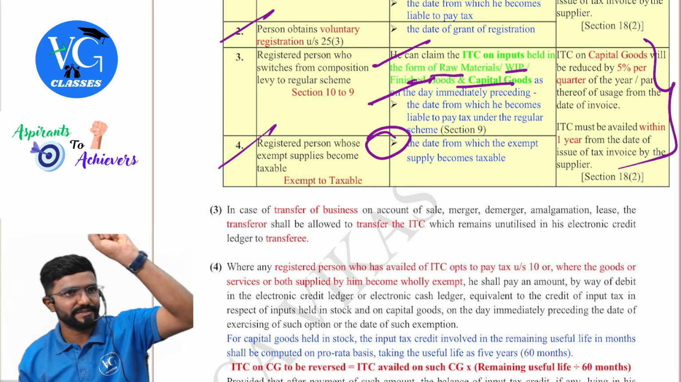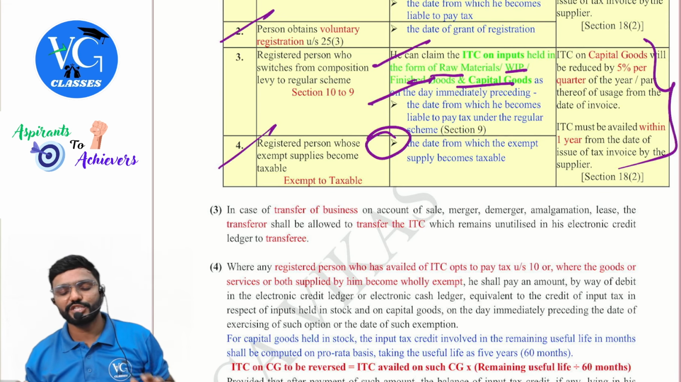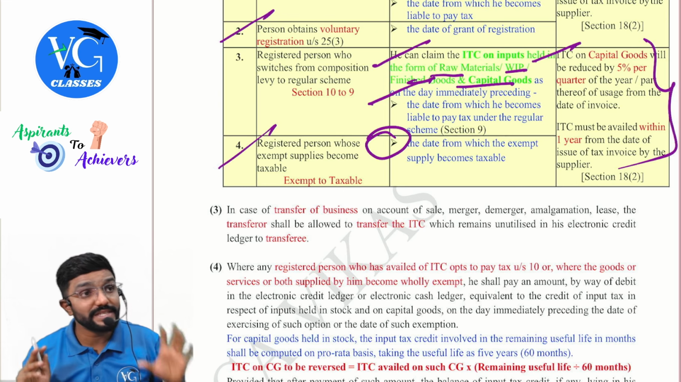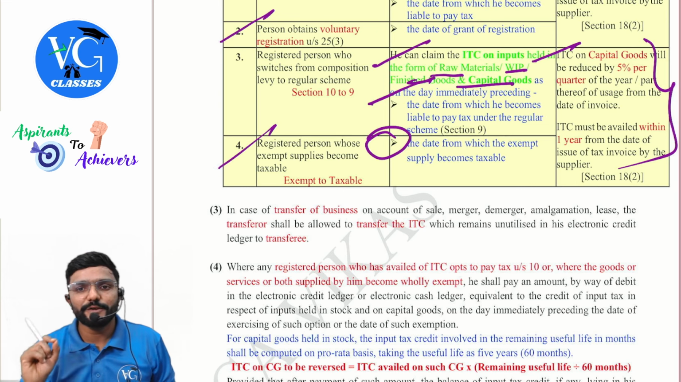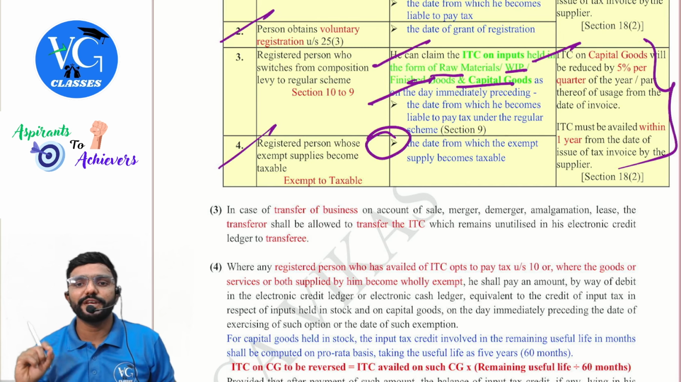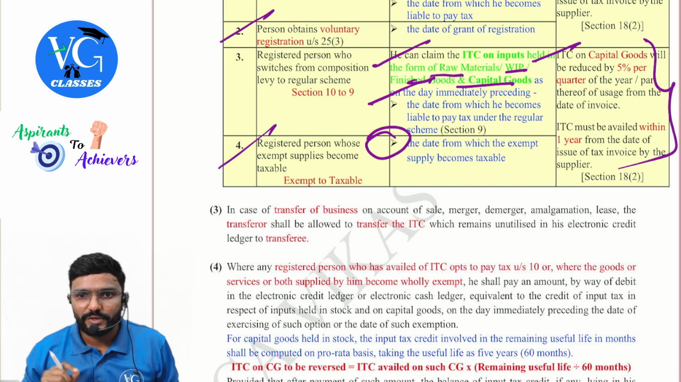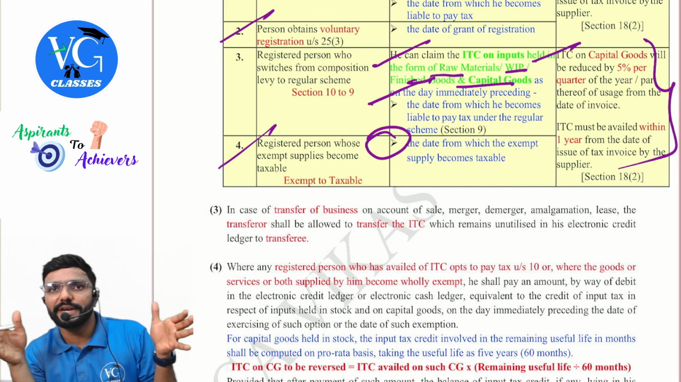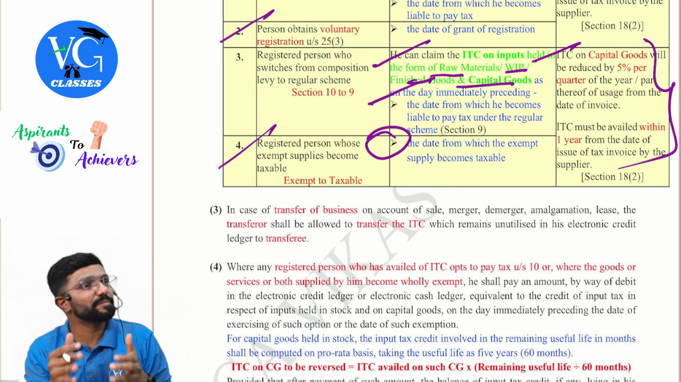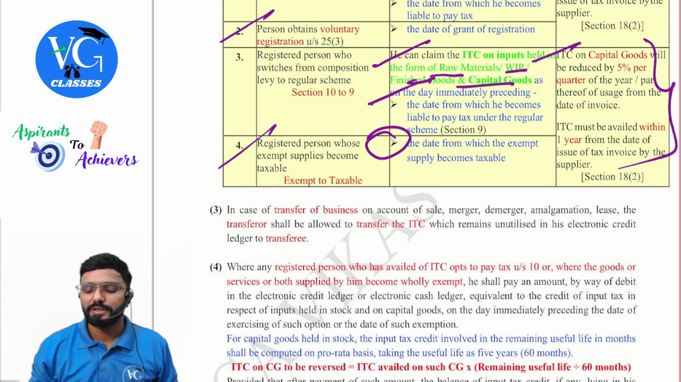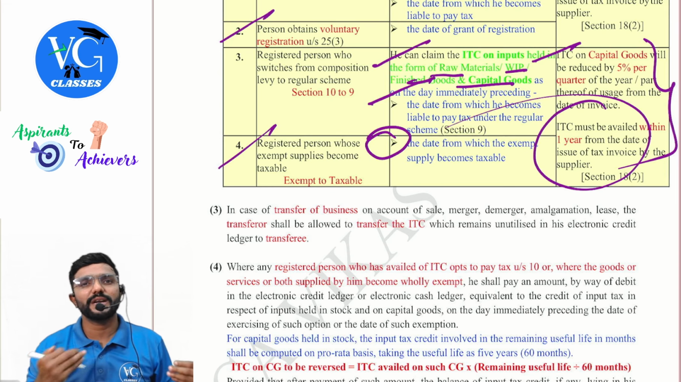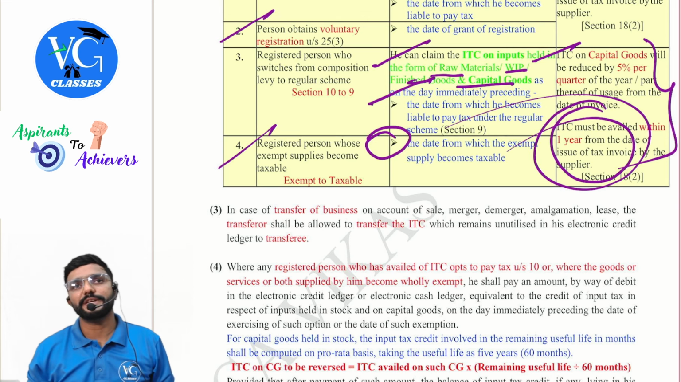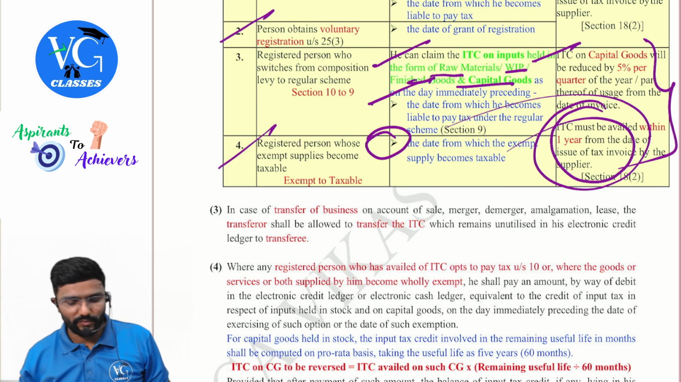Heading I have kept common, guys. Only the date will accordingly change. In both these cases, guys, ITC on capital goods is allowed, but will be reduced by 5% per quarter of the year or part thereof of usage from the date of invoice. So from the date of invoice till that effective date, you will reduce 5% for each quarter or even part of the quarter. And for raw material, WIP, finished goods as well as capital goods, it should be within 1 year from the date of invoice.